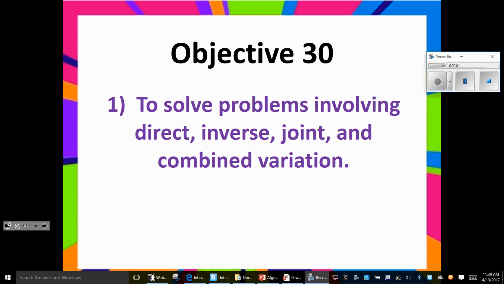We are going to talk about Objective 30 today. We are going to solve problems involving direct, inverse, joint, and combined variation. This is a big SOL section. You definitely will see problems involving direct, inverse, joint, and combined variation.